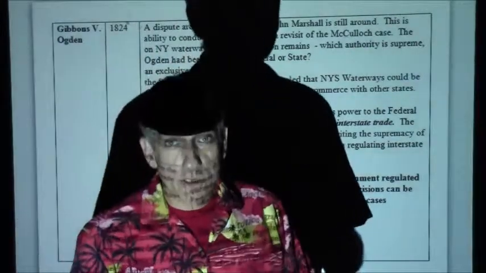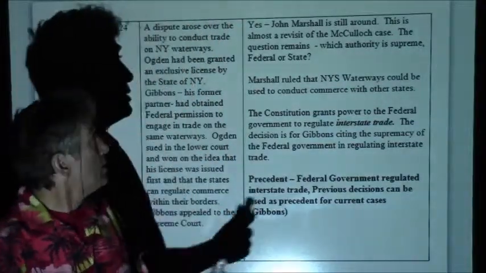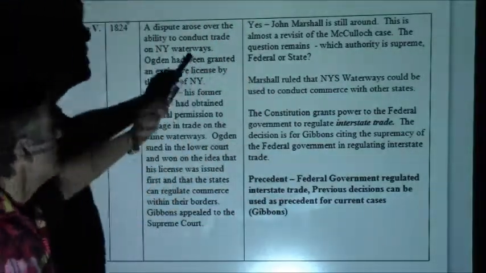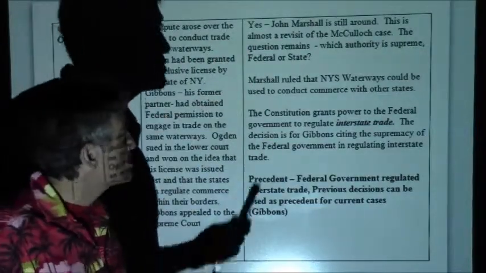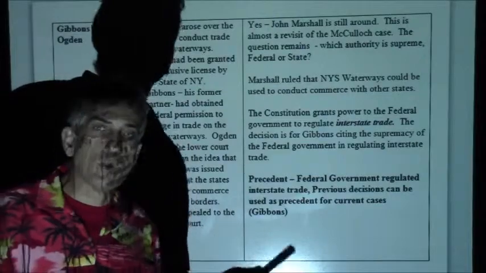So John Marshall, still the strong Federalist, is going to rule exactly the way we think he's going to rule. Take a look. Yes, John Marshall is still around. This is a revisit of the McCulloch case in a lot of ways. And the question remains, which authority is supreme, federal or state?